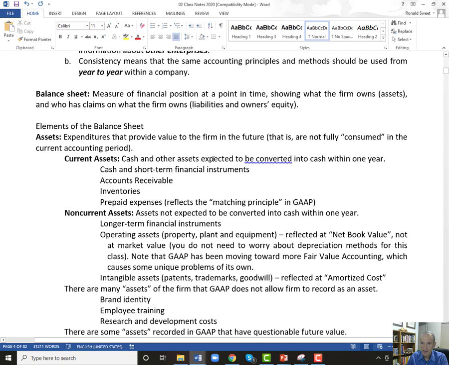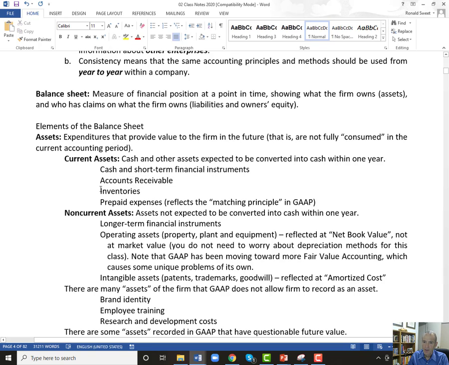So current assets are expected to be converted into cash within 1 year. Obviously, cash is already cash, so that's a current asset. You hope your accounts receivable will be converted into cash within 1 year, but not every firm is like that. If you think of Boeing selling several hundred planes to China, their accounts receivable to China might be 10 years. China might pay 20% at this point, another 30% at this point, and then make the final payment after the planes are delivered. So not every firm has current assets that will be converted within 1 year. The real rule of accounting is that it's converted within 1 year or within the operating cycle. So some firms have really long operating cycles.